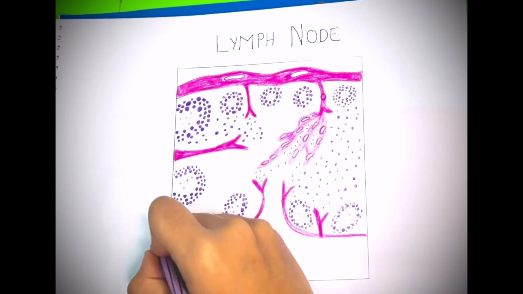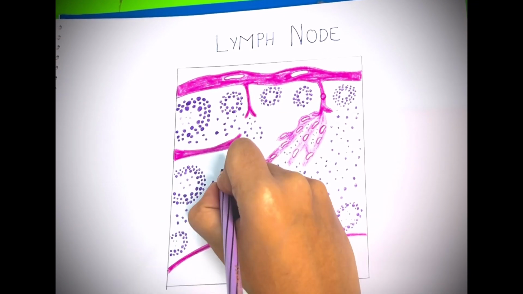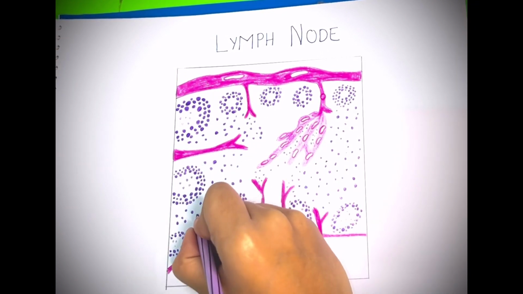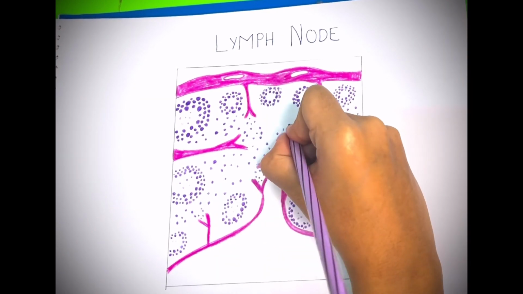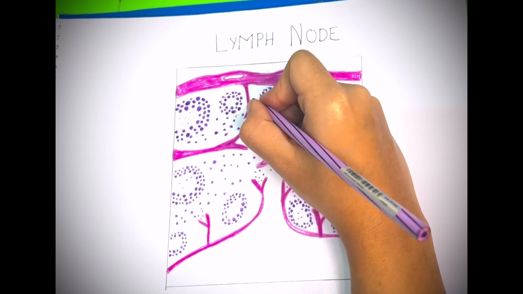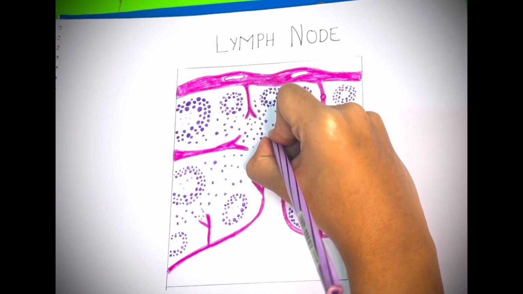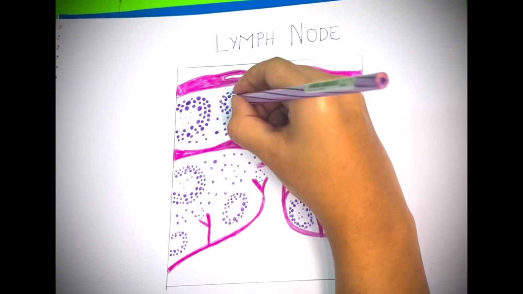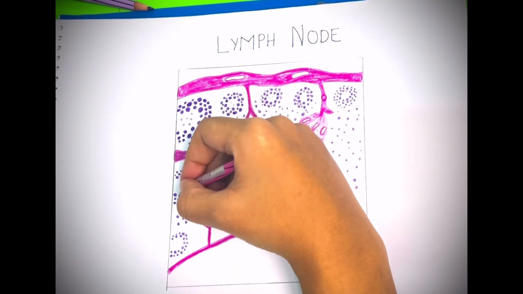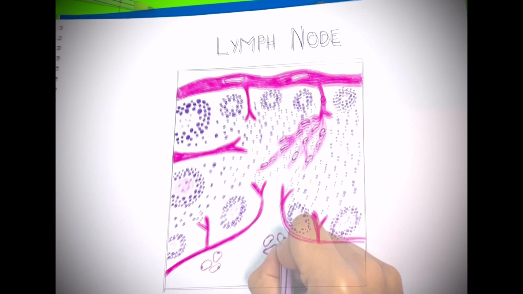The entire node is bean-shaped, the concavity constituting a hilum through which blood vessels enter and leave the node. Several lymph vessels enter the node on its convex aspect. Usually a single lymph vessel leaves the node through its hilum.